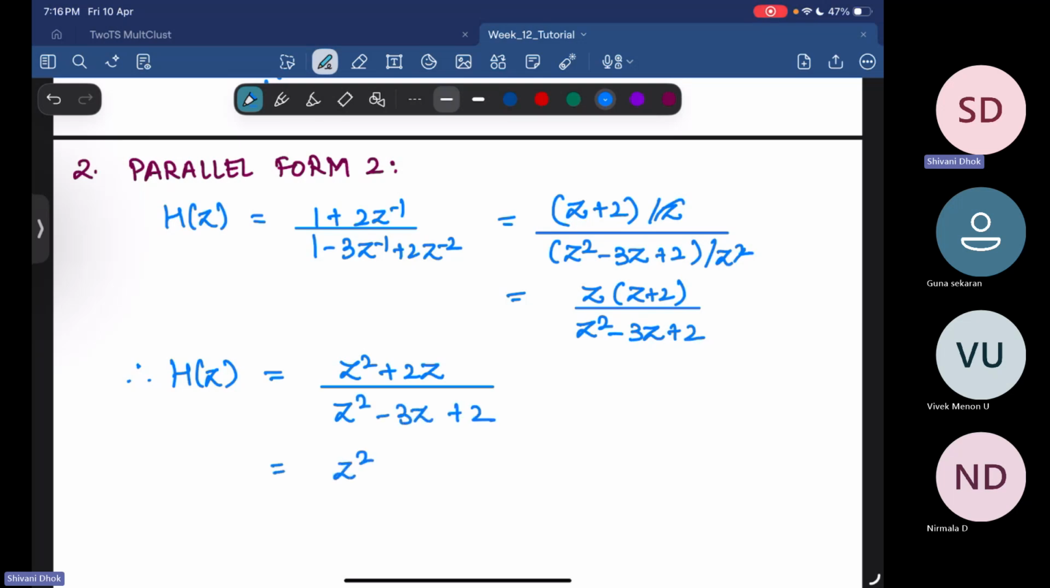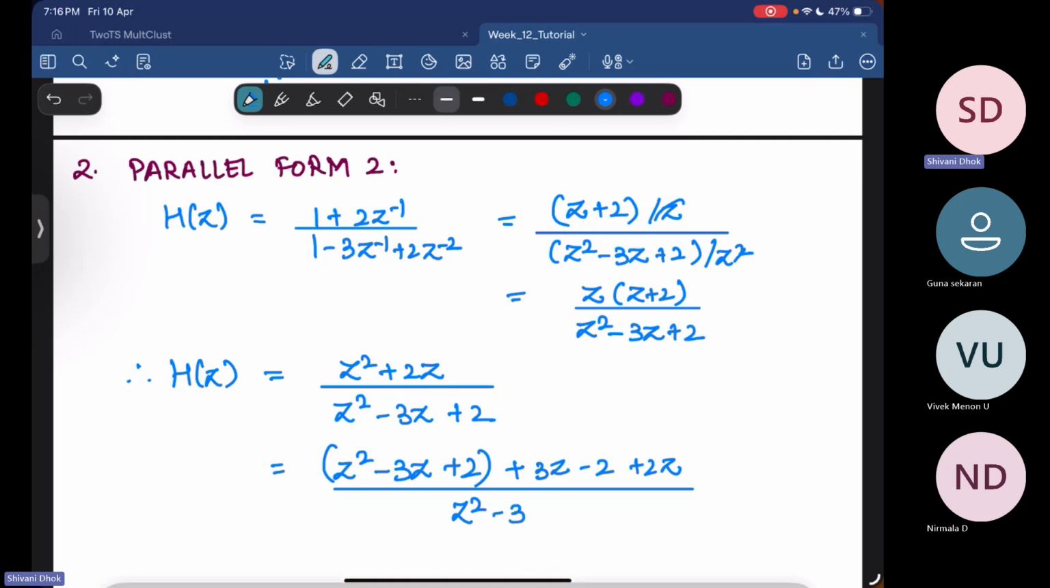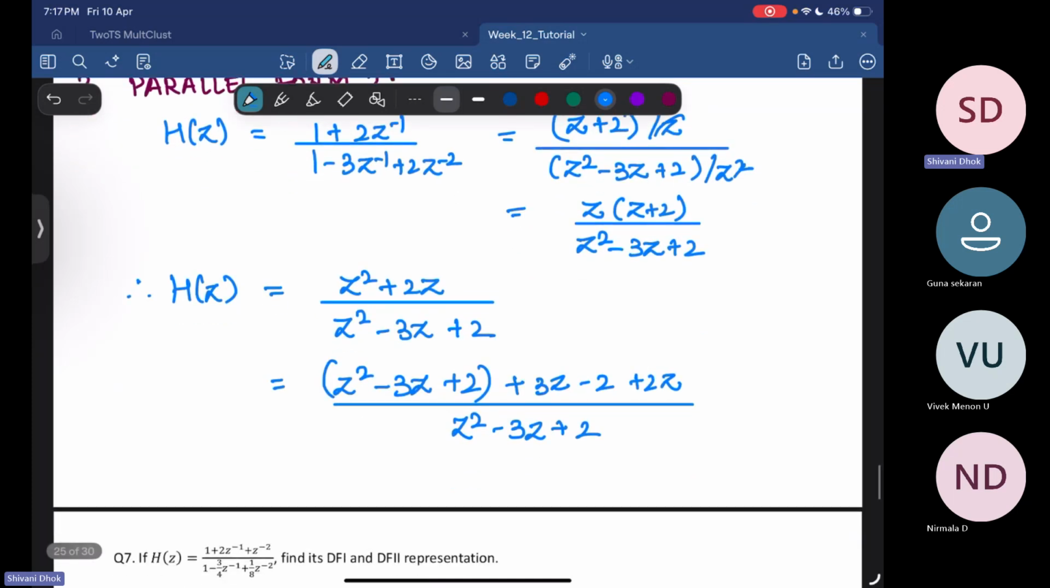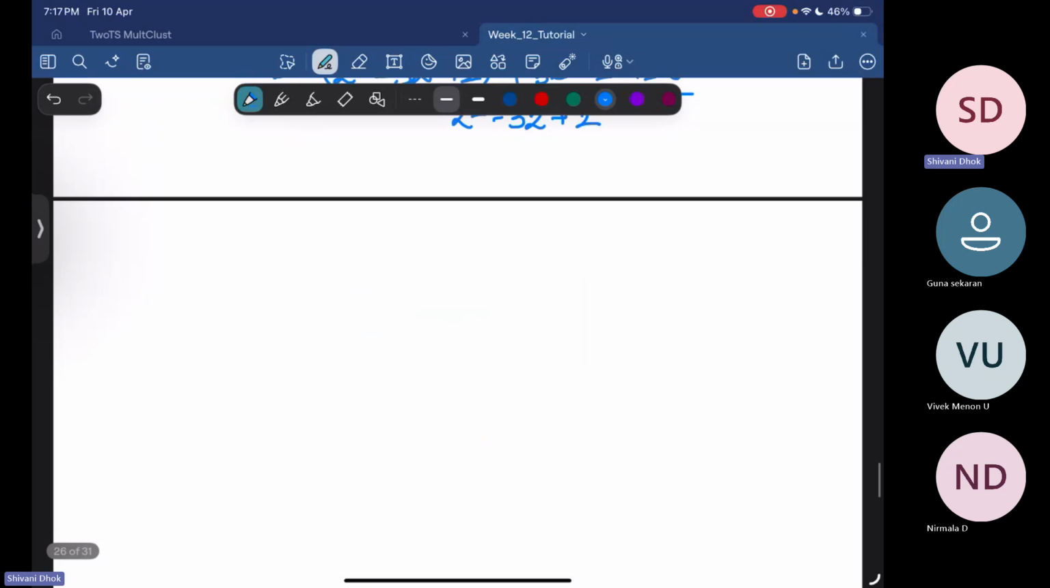This I can write as z square minus 3z plus 2. I added minus 3z and plus 2z, so I can just subtract them, plus 3z minus 2, and you already had a 2z here, like this, whole divided by z square minus 3z plus 2. Why are we doing this? We are doing this because in order to get partial fraction representations, the degree of your numerator should be less than the degree of your denominator. And it was not the case in this particular first part.